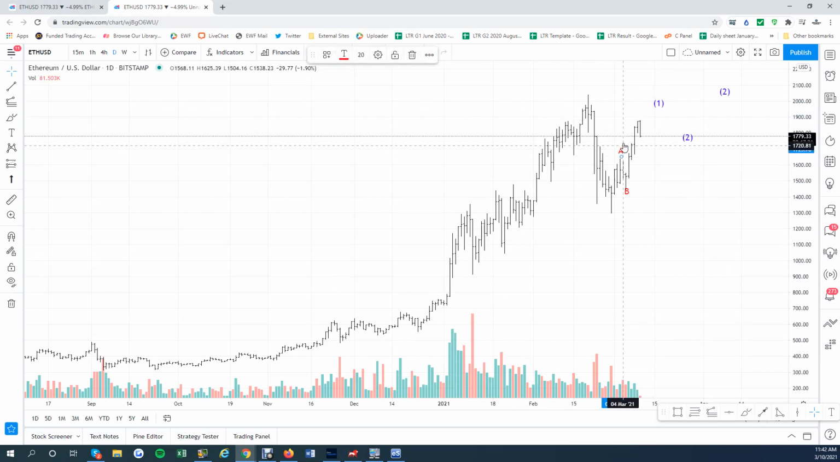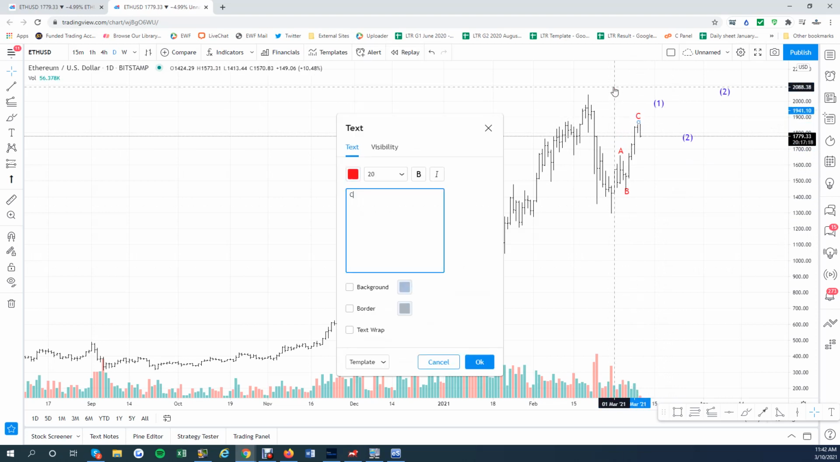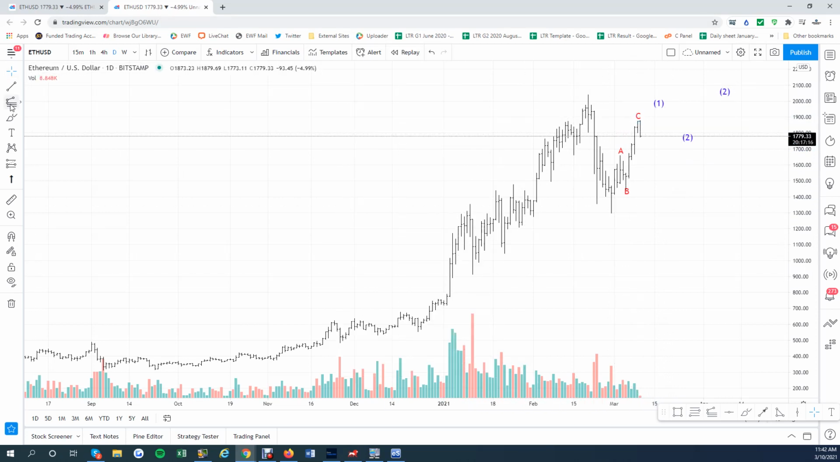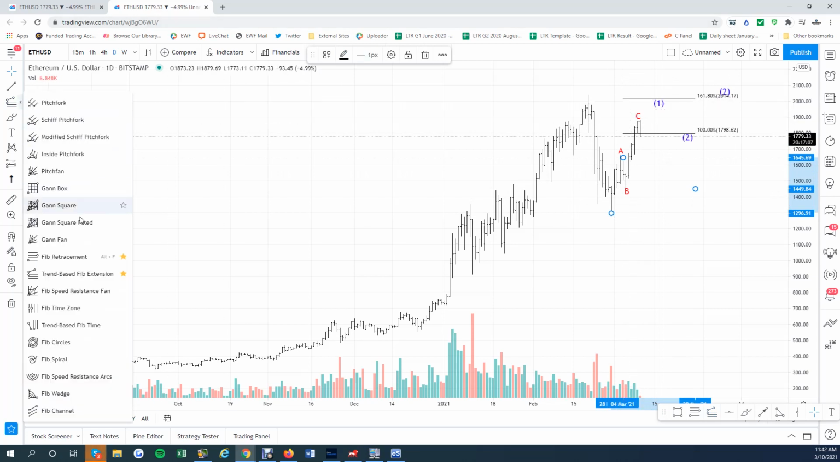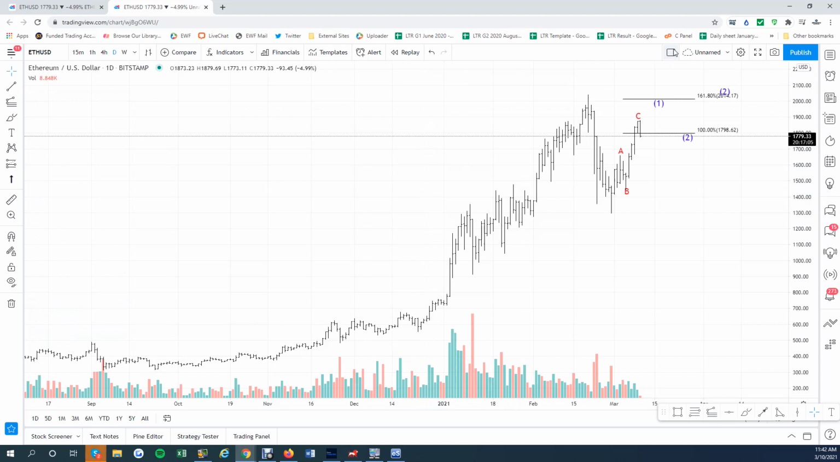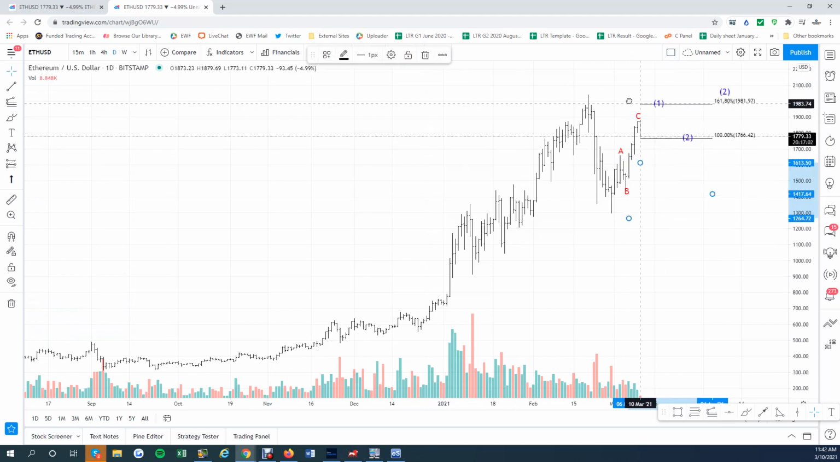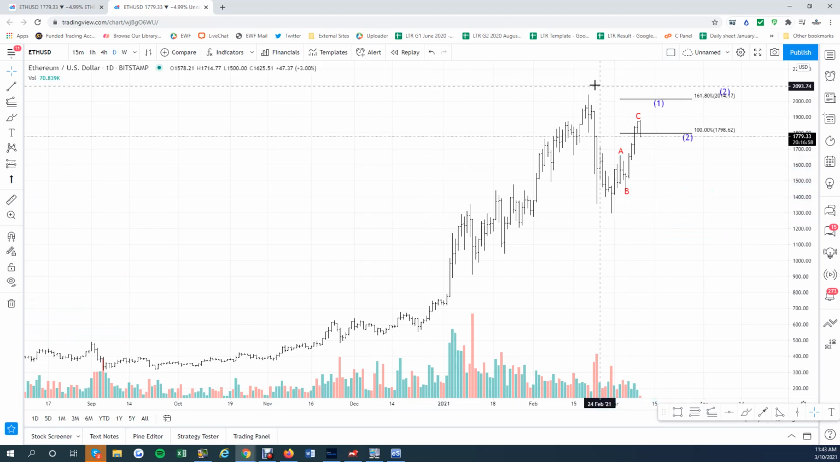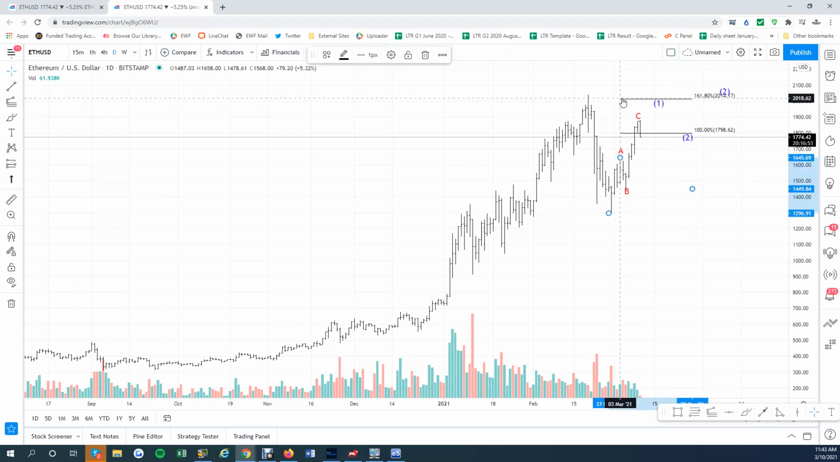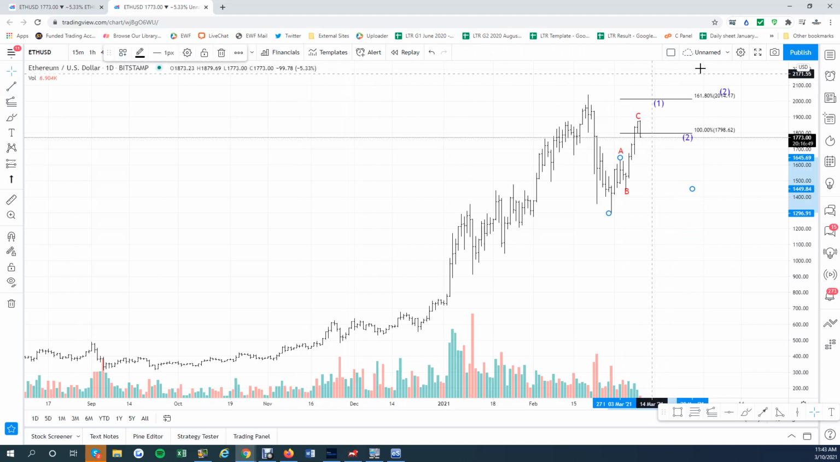Right? So if it is an ABC, then it's only a correction. Now remember, the extension so far in the third swing here is only within the 100%. So if it extends to 1.618, then you will have more chance of it being a wave 3. But for now, at least so far, we only got 100% extension. So that means we could technically be really in an ABC at this point, right?